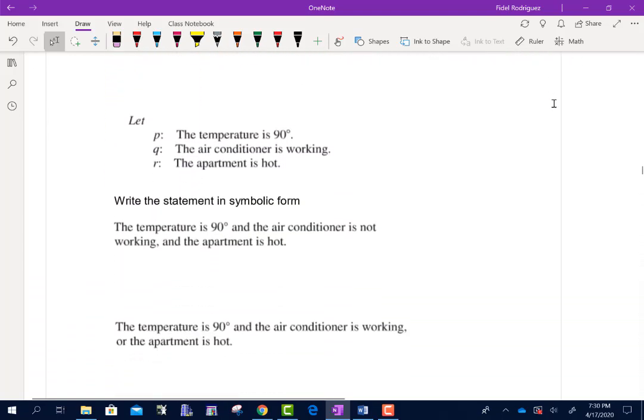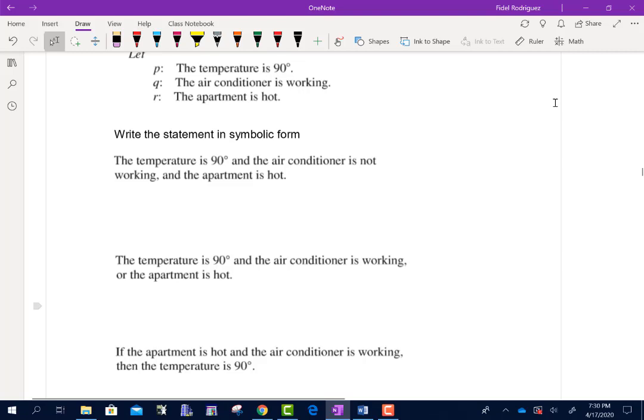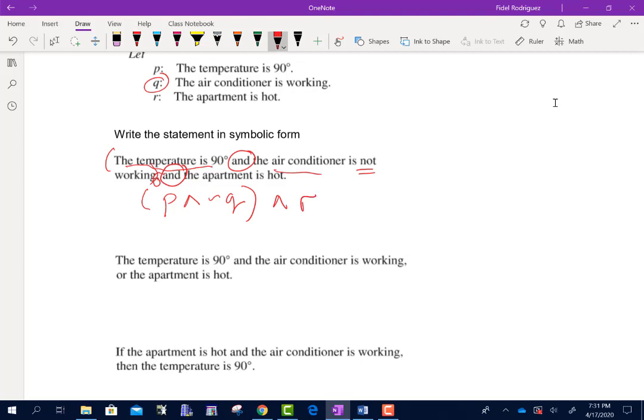All right, let's see. Okay, so now we're going to just go backwards, guys. It's giving me the statements. We're going to write them in symbolic form. Okay, so first thing I'm going to do in these problems, I'm going to look for my comma. So here's my comma. So that means that that piece is going to go in parentheses. Look at the first part. The temperature is 90 degrees. I'm going to put parentheses, P. Then it has and, so I'm going to put my up arrow. The air conditioner is not working. Well, if Q is the air conditioner is working, that would be not Q. Close my parentheses. And, that's my up arrow again. The apartment is hot, which is my R. Okay.